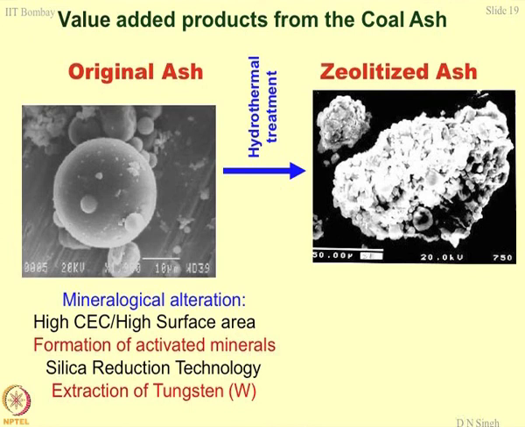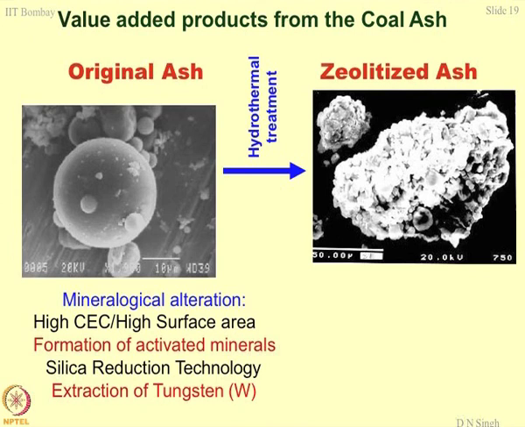Incidentally, this also gives an idea to work on activated minerals. This is where one of my students, Mr. Jha, is working. So, formation of activated minerals, also known as silica reduction technology. The best possible scenario would be if you can convert all the silica of the soil. What happens if you talk about the three-phase system of silica, alumina and iron? If you reduce silica, then iron and alumina will be maximum. This is the philosophy on which these studies have been taken up, known as SRT.